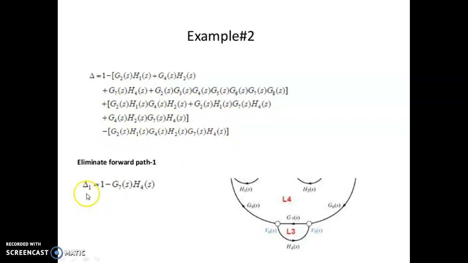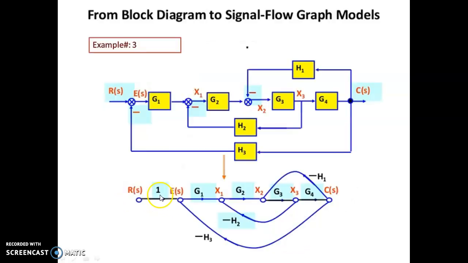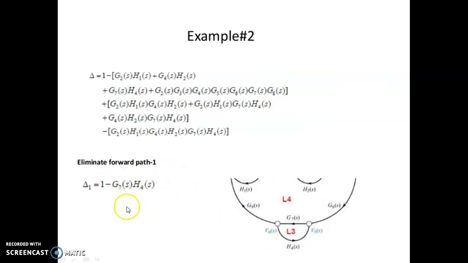Then delta 1, consider the first forward path. Then whichever things are connecting, leave that. Which are not connecting, write that. Okay, L3 is not touching, so write that, G7 H4. Its coefficient you should write. Okay. So next, transfer function you know how to write.